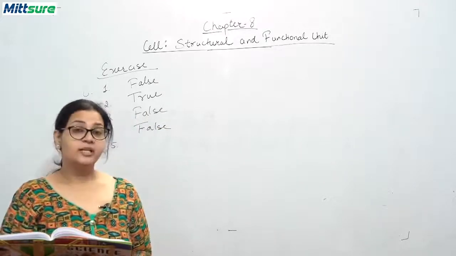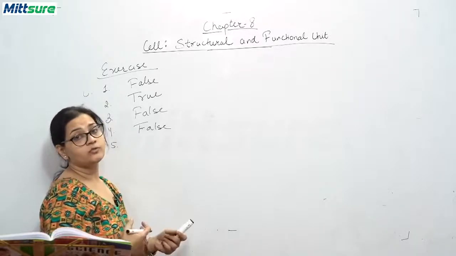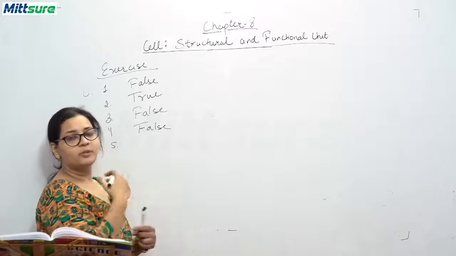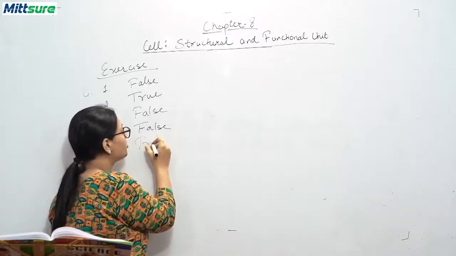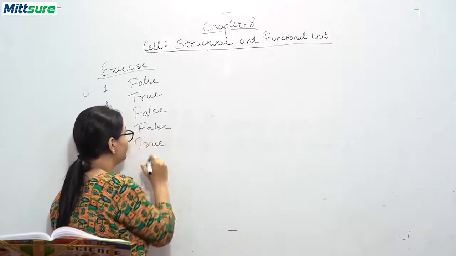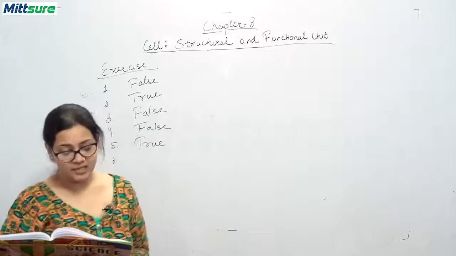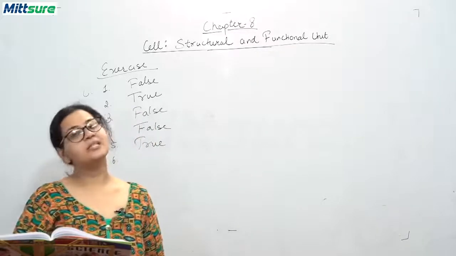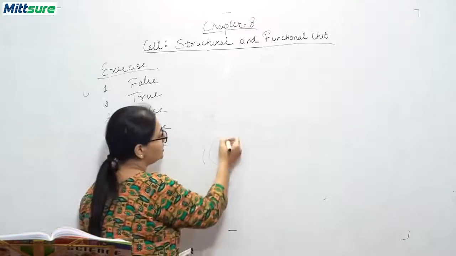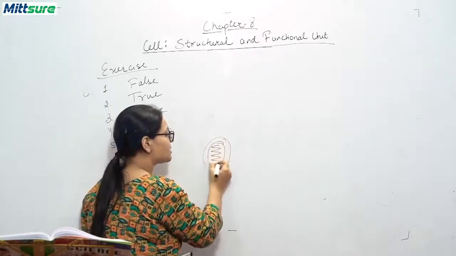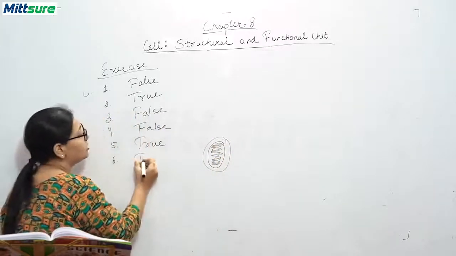Fifth, the cell membrane is semi-permeable. बच्चा आपकी जो cell membrane होती है, it allows to transfer or transmit water and other necessary substance. So yes, it is semi-permeable. So it is true. Okay. Sixth, cytoplasm is a jelly-like substance present in the cell. So yes, this is your cell. This jelly-like substance inside is called cytoplasm. So it is also true.